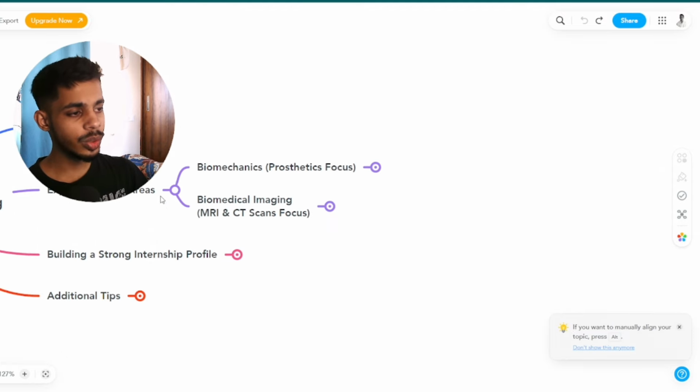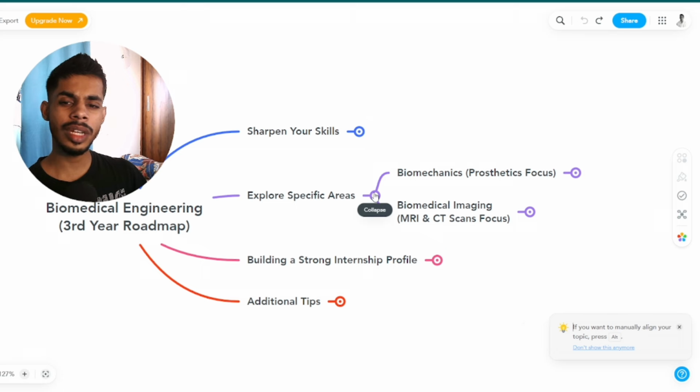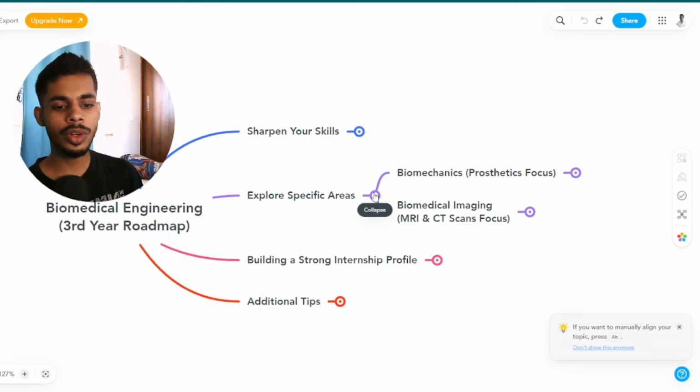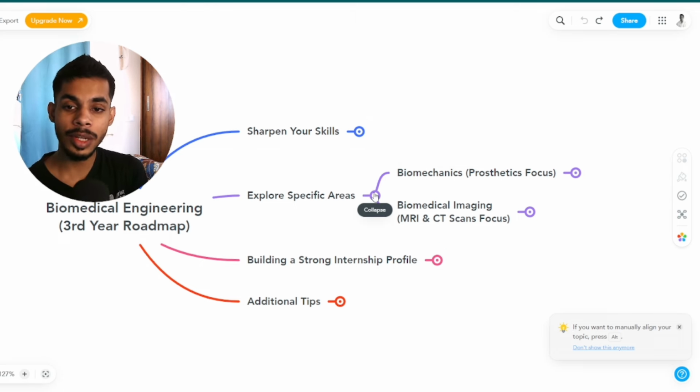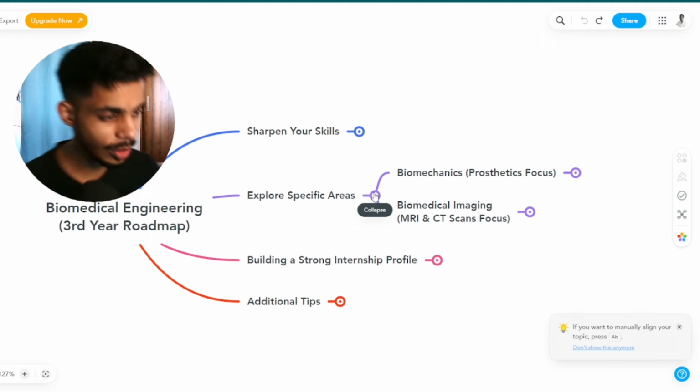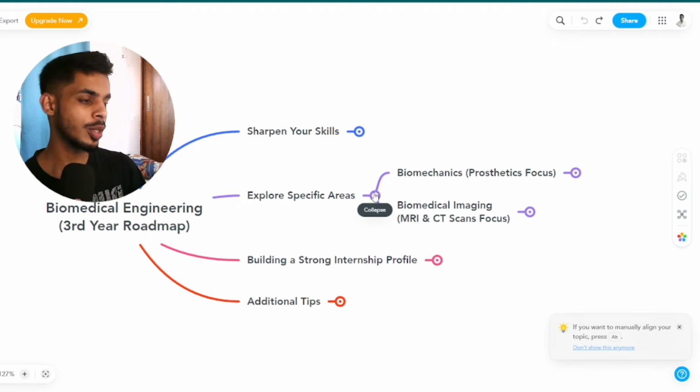Cool. So these are two examples that I had taken, but you can always explore other fields as well. If you are focusing on a specific field and you want a roadmap to master that specific domain, you can always reach out to me on WhatsApp and I'll be happy to help you.